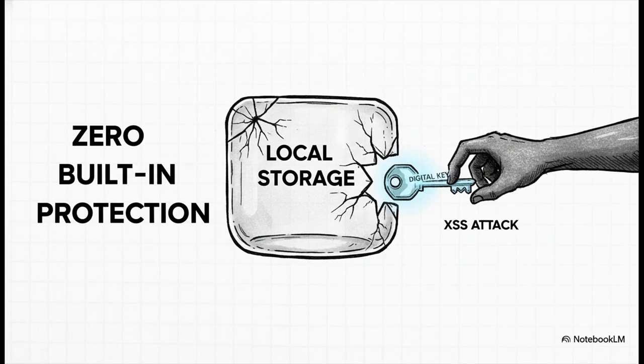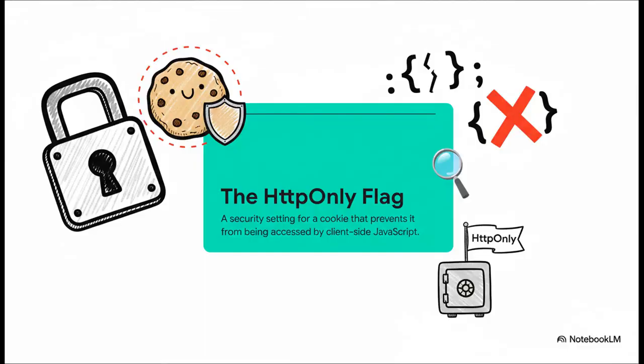So let's just cut to the chase. Local storage was designed to be easily accessible by JavaScript. That means it has exactly zero built-in protection against an XSS attack. If a website has an XSS flaw, any token you store in its local storage is, well, it's pretty much gone. But what about cookies?